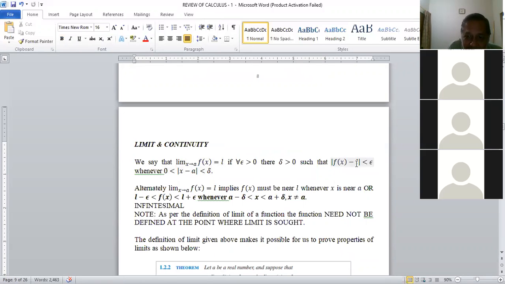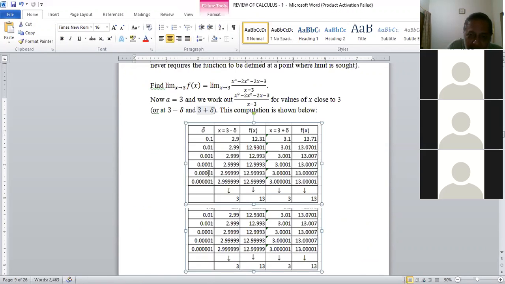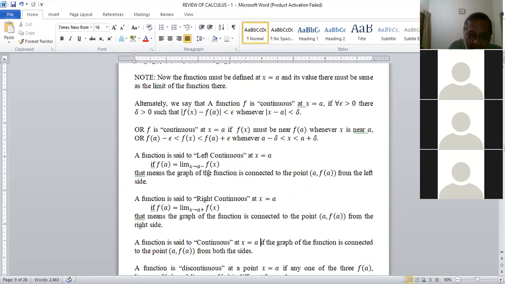|f(x) - L| is less than epsilon whenever |x - a| is between 0 and delta. Now we are saying what? Because the function is defined at a, instead of L, the limit, we have now f(a), because continuity requires what? The value of the function is same as the limit of the function. So |f(x) - f(a)| is less than epsilon whenever x is close to a.